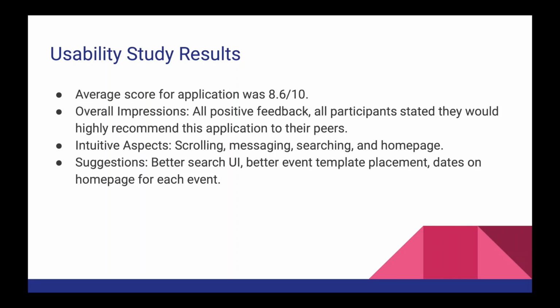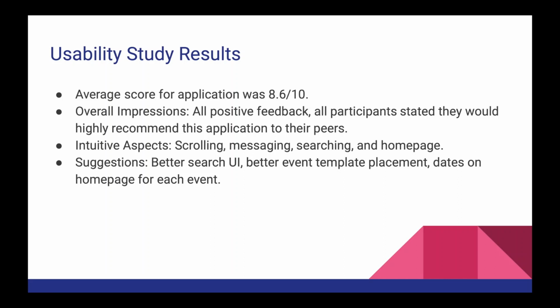In terms of intuitive aspects, we got feedback on the scrolling, messaging, searching, and homepage features. All users said these were good features. However, in terms of suggestions, we did have a better search UI. So, that search button not having a back button included with it, and better event placement, basically just meaning those templates that we have the users do in task 3, have that be in a more intuitive spot, as doing it in the event page was a little bit confusing for the users.